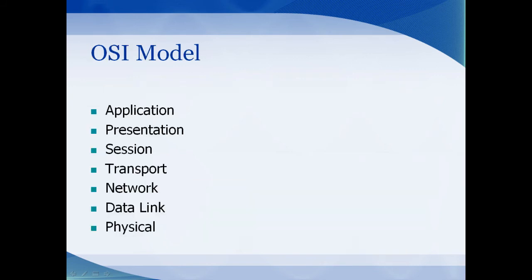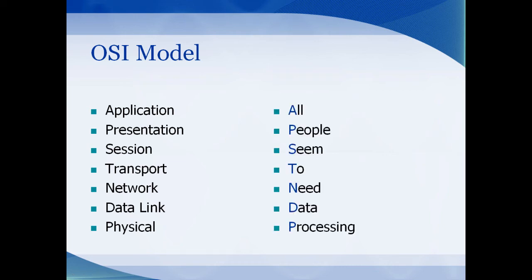The OSI model is a standard for different types of computers to communicate with each other. Data uses each layer of the OSI model as it travels from its source to destination. One way to remember the OSI model is to say the following: All people seem to need data processing. It's just a little mnemonic device. You can take the first letter of each word in the sentence to give you the letters to remember for the OSI model.